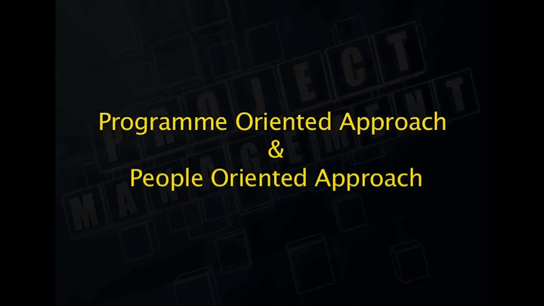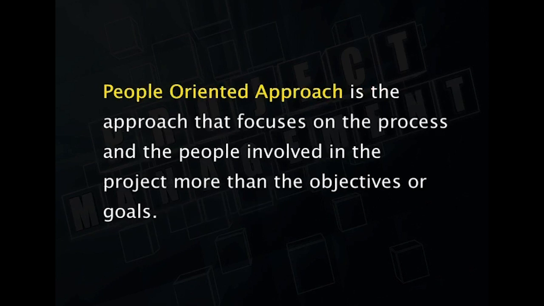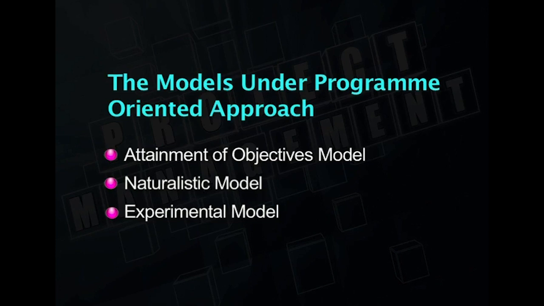The approaches can be classified into two categories, that is, program oriented approach and people oriented approach. Program oriented approach, also called objective oriented approach, is the approach that emphasizes how the objectives are to be measured. People oriented approach is the approach that focuses on the process and the people involved in the project more than the objectives or goals. The models under program oriented approach are attainment of objectives model, naturalistic model, and experimental model.